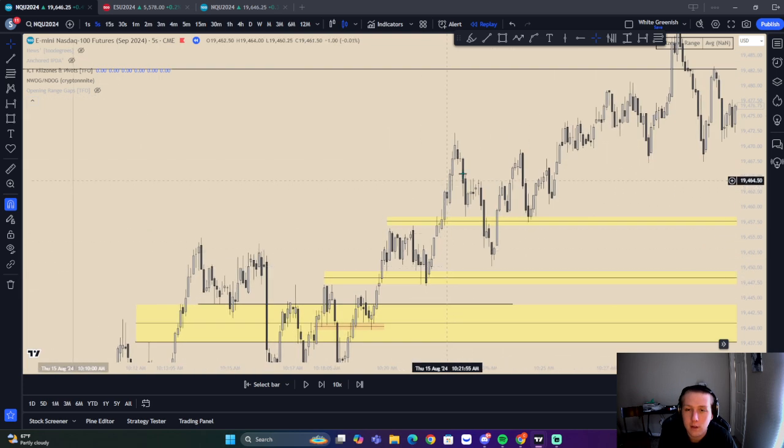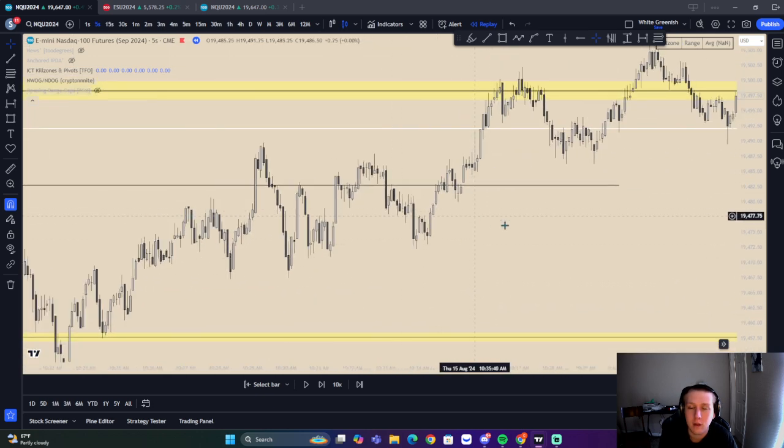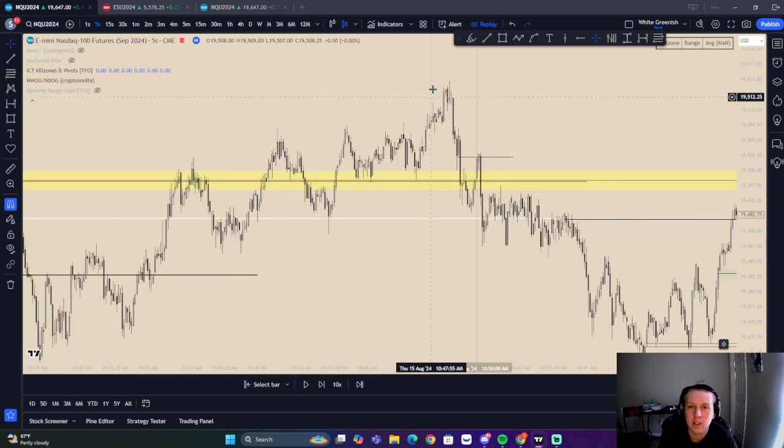Fair value gap. Silver bullets. Just look at the volume imbalances right there. Volume imbalance right here. This is a liquidity void right there. Fair value gap. Come back up. New day opening gap right there is taken.